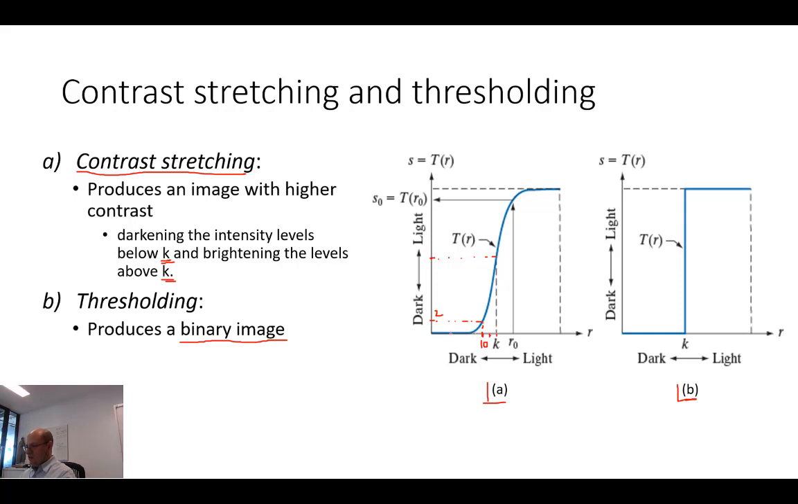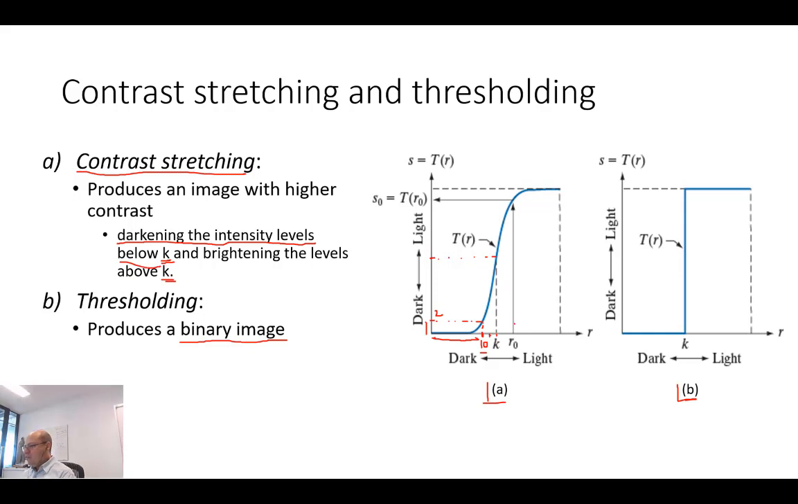because it's on a lower part of the scale here. The y coordinate is the output image, representing the output image intensity, and it's a much lower value than on the original image. So it's darkening the intensity levels below K.